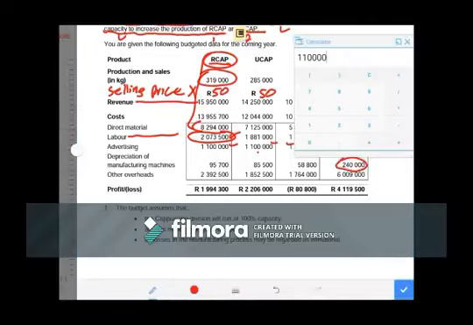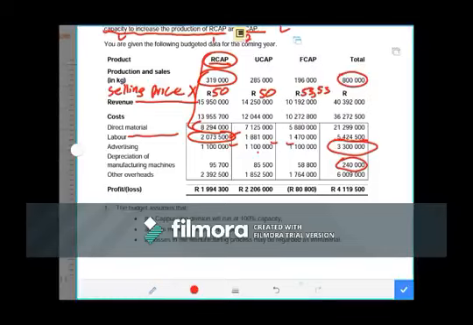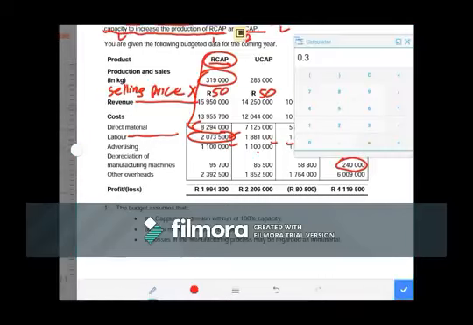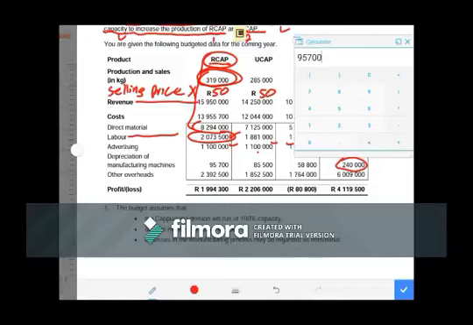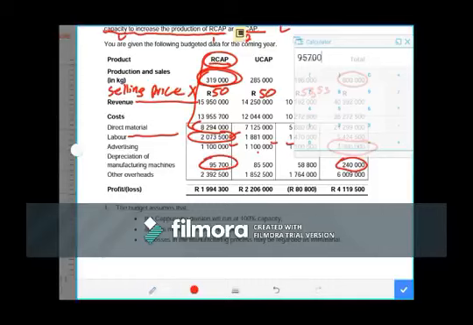Meaning depreciation of 240,000, they must have said 240,000, divide this by 800,000, and remember 800,000 is the total of the units that were manufactured. And this gives us 30 cents. 30 cents times this by 319,000, and this gives us 957,000, and you can see that we do have 957,000.